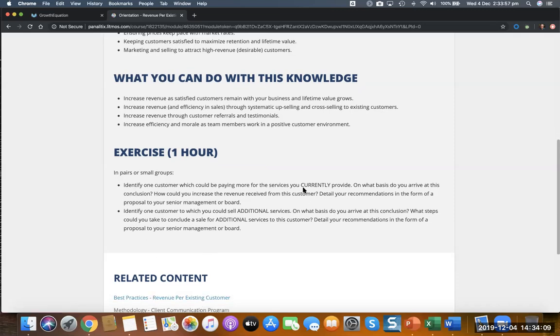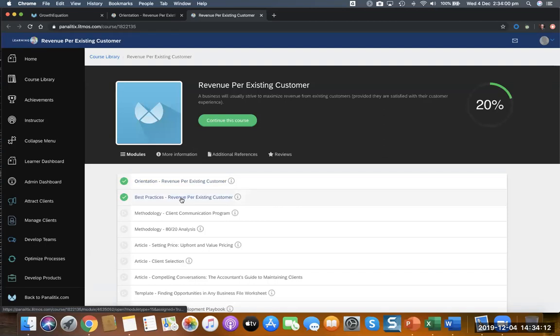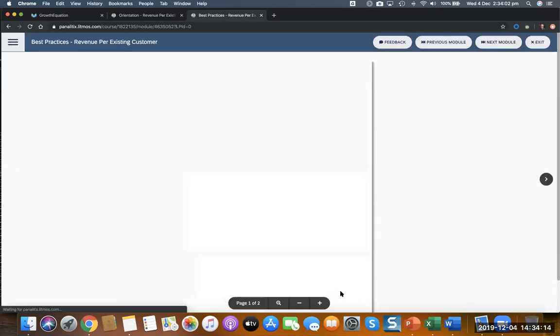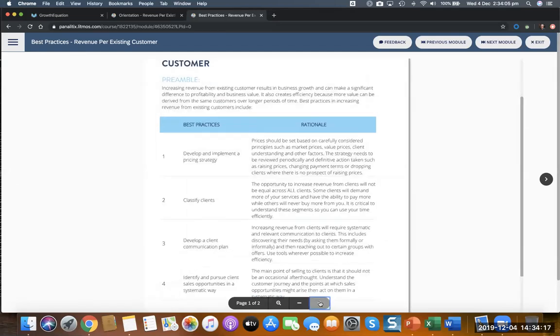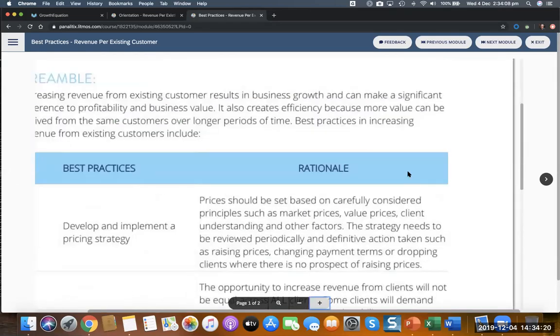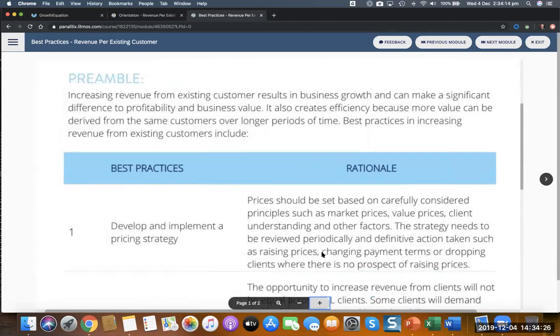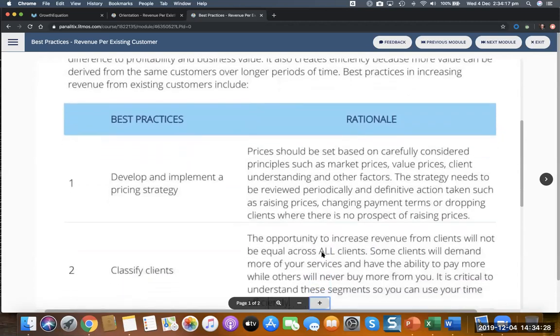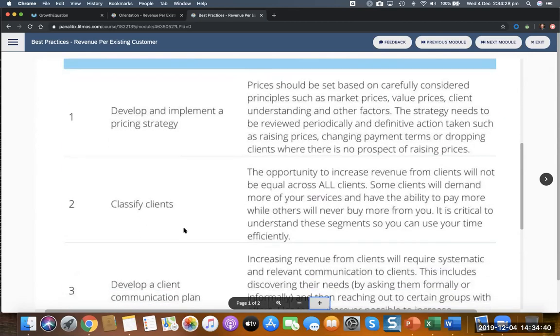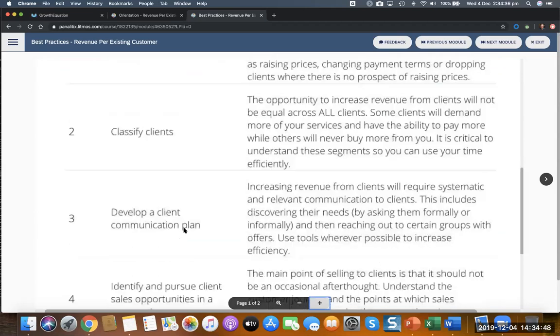What we can then do is go to what we call best practices. And the best practices, which again exist for each of those drivers, what they do is they list out good ideas that you can take to the client. And so in this particular case, you'll see that there's a whole range of different ideas as to what you could do to increase revenue per existing customer. For example, develop and implement a pricing strategy, and then the rationale that sits behind that. Classify clients, because there might be an opportunity to increase revenue from some clients, but we could be focused too much on others where there's no opportunity to increase revenue.